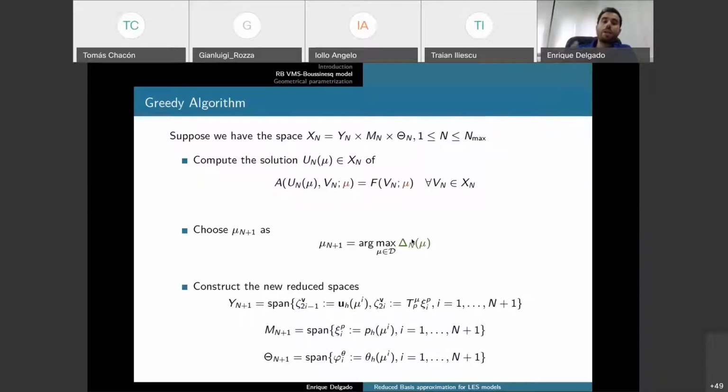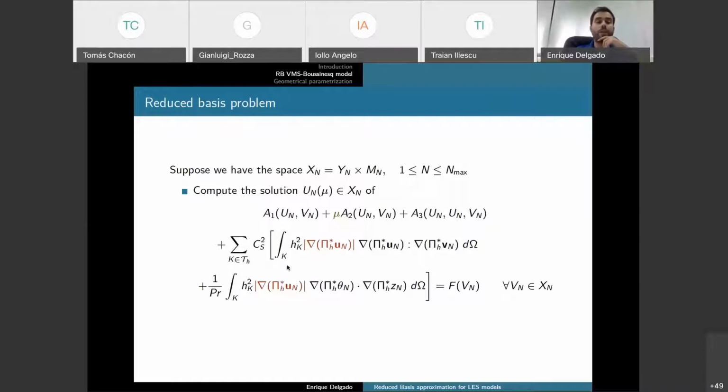And once we have chosen this parameter value, we enrich our reduced spaces: the velocity we enrich with the velocity snapshot and the inner pressure supervisor, and the pressure and temperature spaces we enrich with the snapshots. The consideration of the inner pressure supervisor is needed due to the stabilization, to fulfill the inf-sup stability constant for the velocity and pressure reduced spaces, at the reduced order level. But let's go back to the computation of the reduced basis solution.